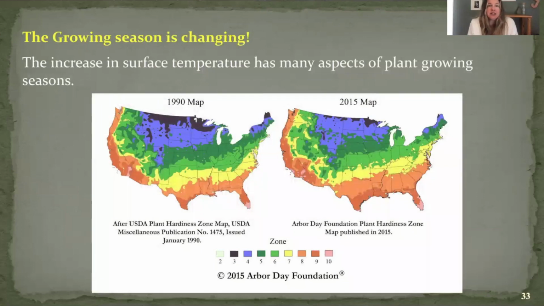So the growing season is changing. The increase in surface temperature affects many aspects of the plant growing season. If any of you are in agriculture, some of you are farmers yourselves, or you have family members that are farmers, you can talk to them about how this has shifted and changed. Or the next time you're talking with your local produce person who is your farmer, you can ask them, how has your business shifted in the past 10, 20 years? They'll tell you.